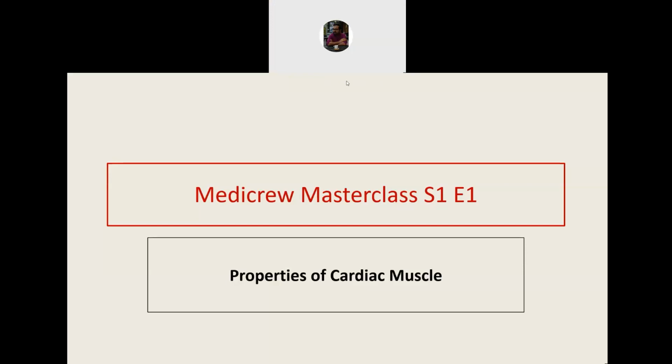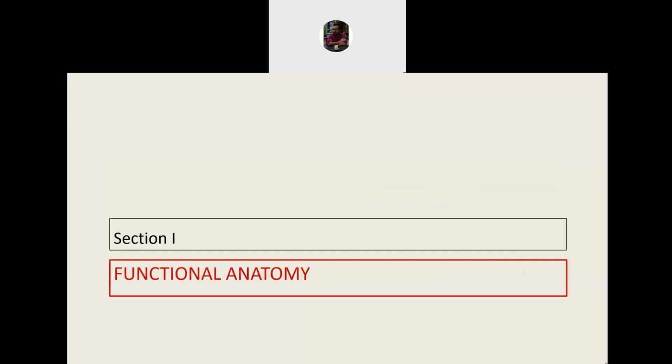Now, at the beginning of every section, I will present to you five interactive MCQs. I would like all of you to participate. It doesn't matter if it is right or wrong. You try to answer the questions by simply typing the option. At the end of that MCQ session, we'll start discussion on the relevant portion, and we'll again get back to the same MCQs and see if our answers have changed. So here we start with the first section of properties of cardiac muscle, the functional anatomy of the heart and cardiac tissue.